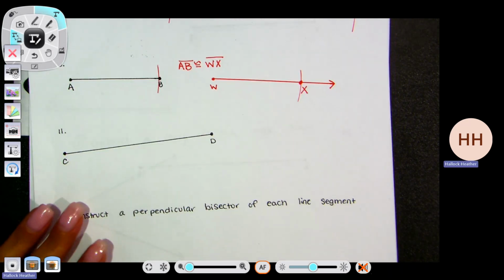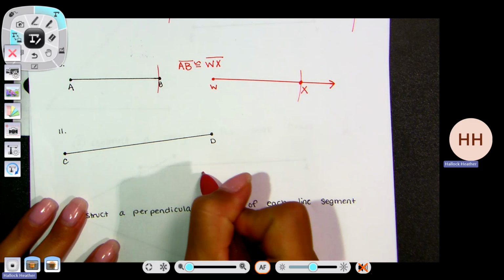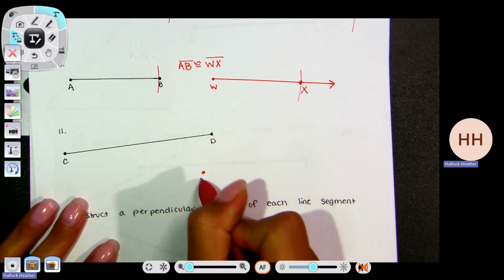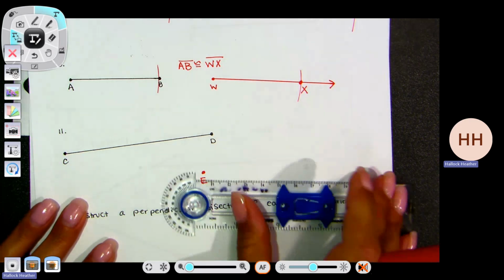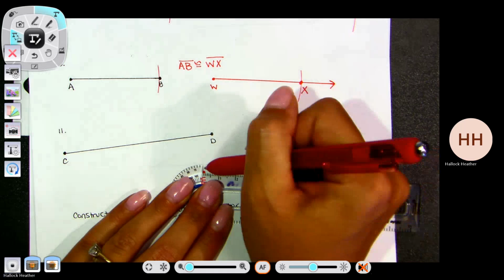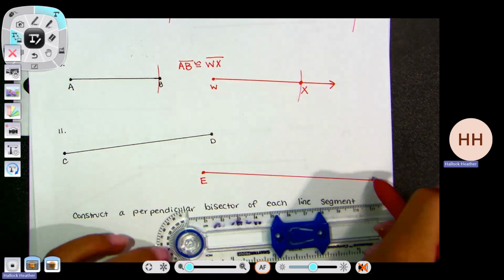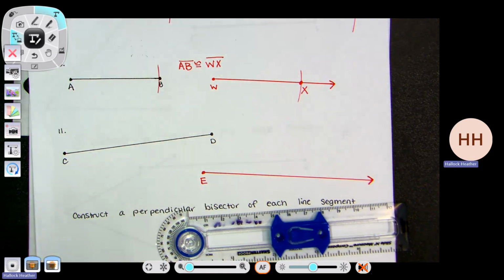So 11 is kind of extra long, so you might need to use the space underneath it a little bit. I'm going to call this one E, just because you can use whatever letters you want. It does not matter if our letters technically match. The only thing is because they use C and D, you don't want to use C and D. You want to use different letters.